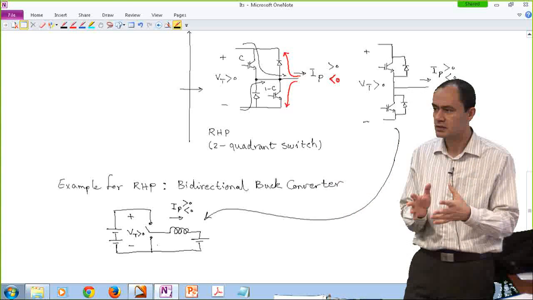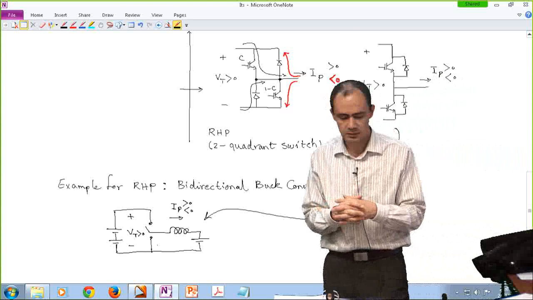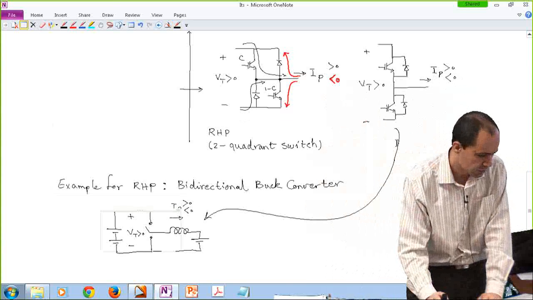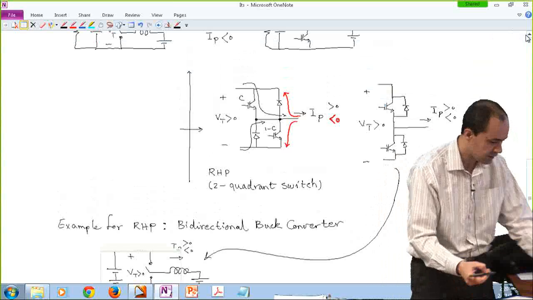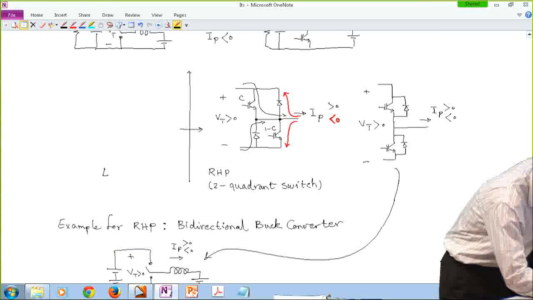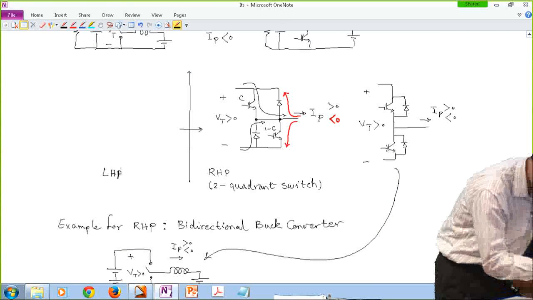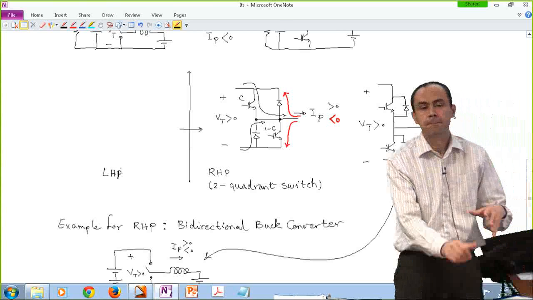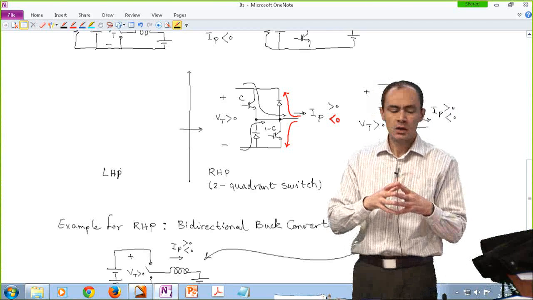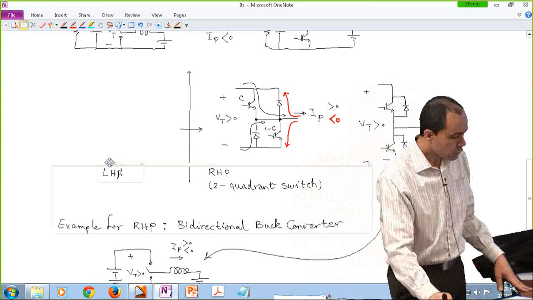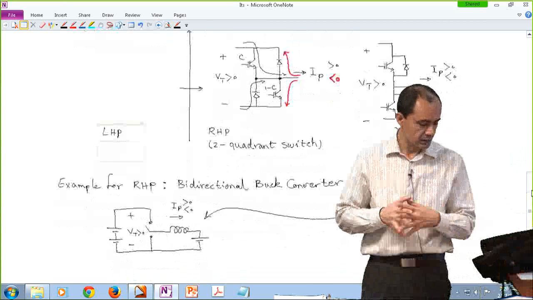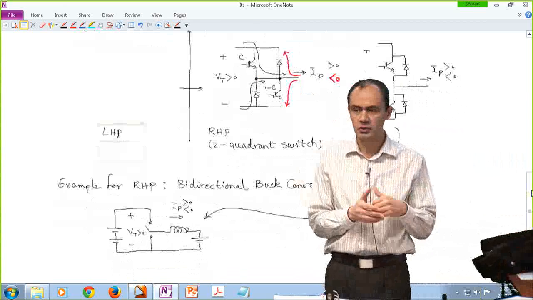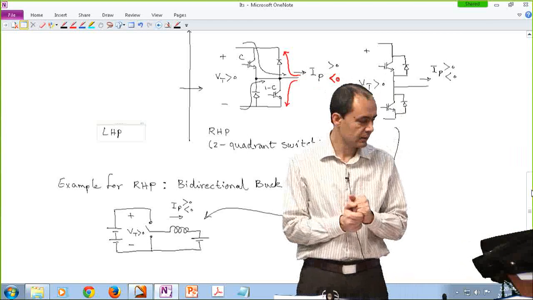So bidirectional buck is nothing but a right half plane switch, a single pole double throw switch. What about a left half plane switch? Is this also can be used as in regenerative braking when? You could say that actually. In that case, you're right. Actually, for regen braking, you're actually looking at the same schematic.